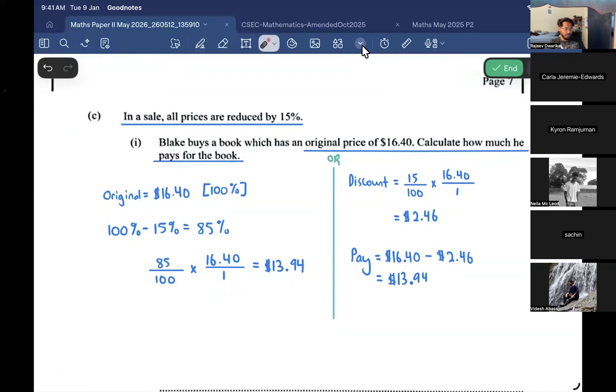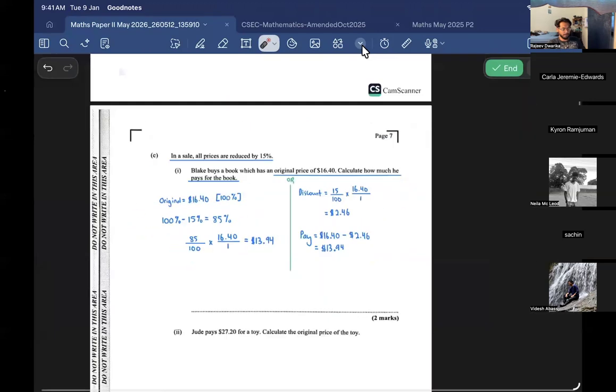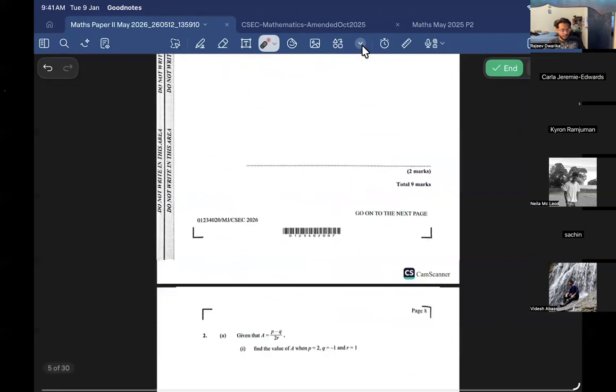Now, what if I jacked up the price by 15%? What if I said raised by 15%? Then what percentage would you be paying? If I tell you I raise the price by 15%, what percentage should be paying? 115, yes, because I'm raising the price now. So I add the 15 to the 100, and I would find 115 over 100, and I would get my answer. Cool. Let's move on.